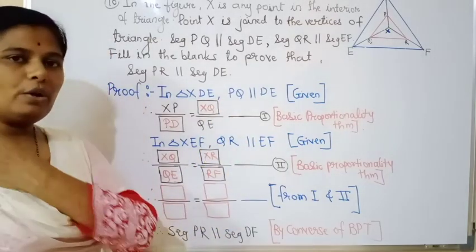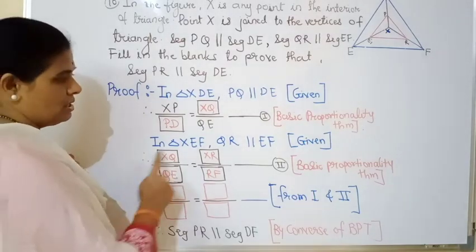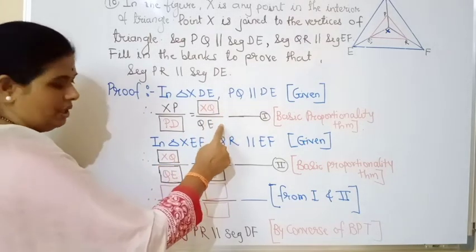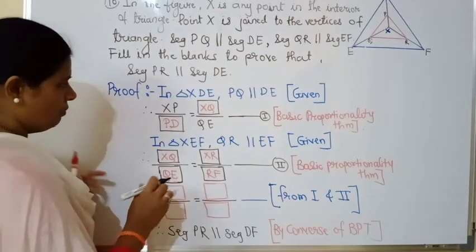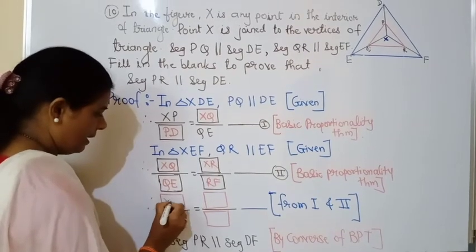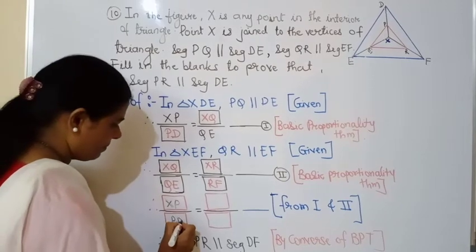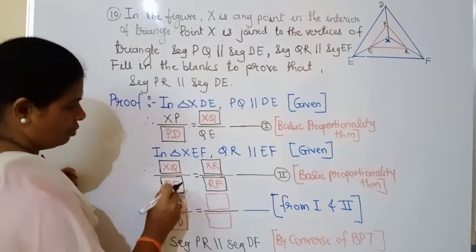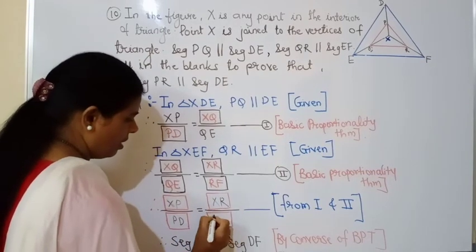Okay, now from 1 and 2 what we get? As you can see in 1 and 2, which ratio is same? That is XQ upon QE is same in number 1 and 2. So from 1 and 2 we get that XP upon PD is equal to XR upon RF.